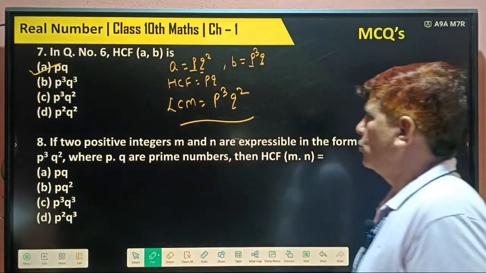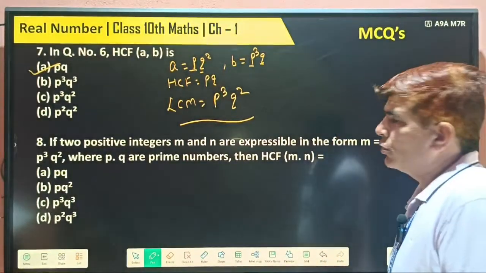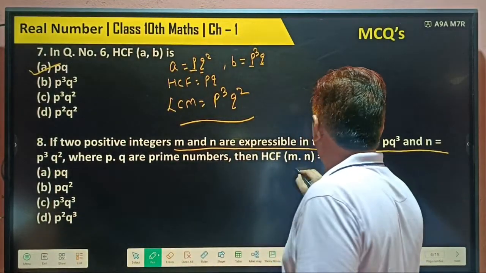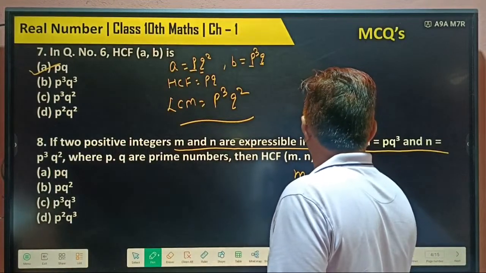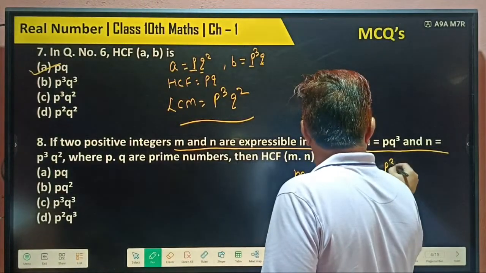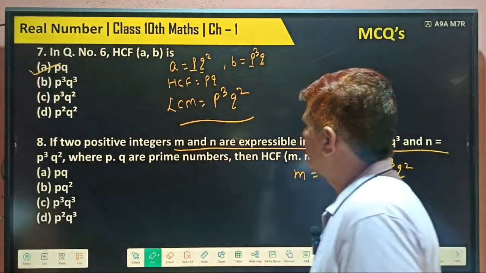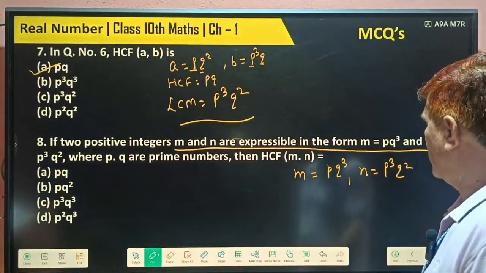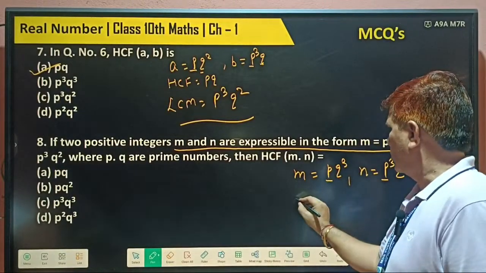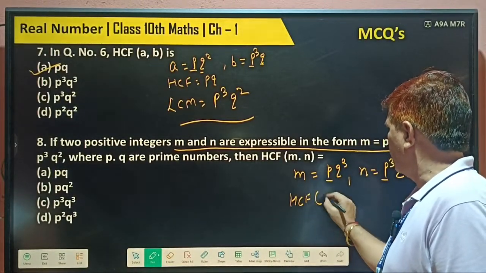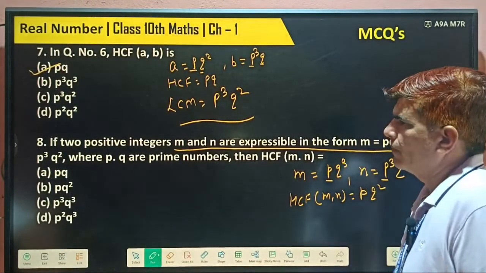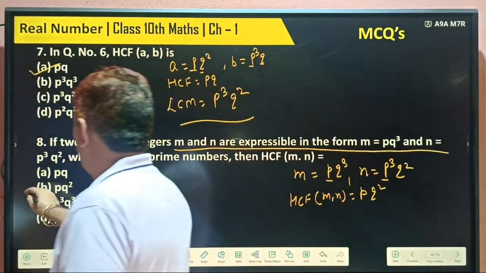Now, question number 8: if two positive integers, integer you know, positive integer you know, M and N are expressible in this form, M we can write p cube and N we can write p cube q square. Then what is the HCF? What's the minimum power of p here? So the HCF of M and N is p and, here, q square. So what's your answer? This.